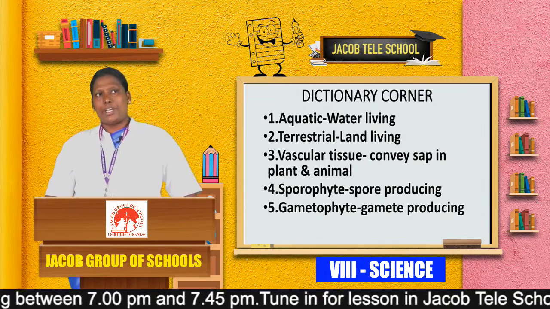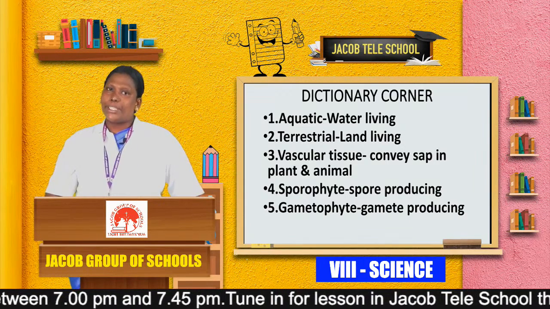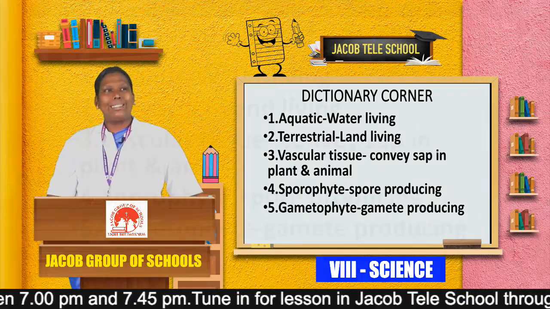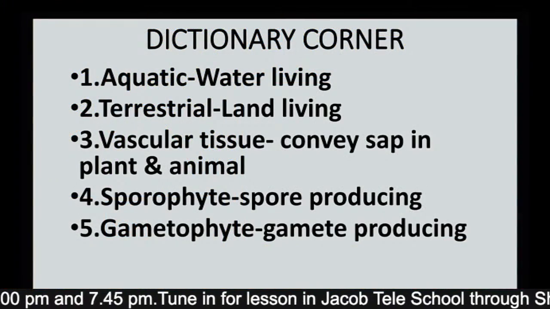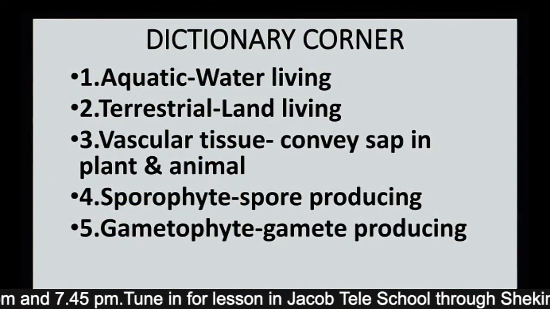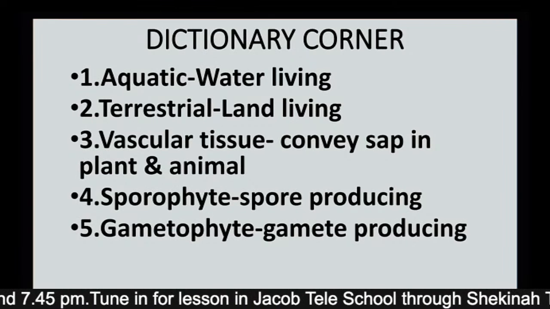And here the dictionary corner: the word aquatic means living in water, the word terrestrial means living on land, the word vascular means, already I said, conveying the sap.